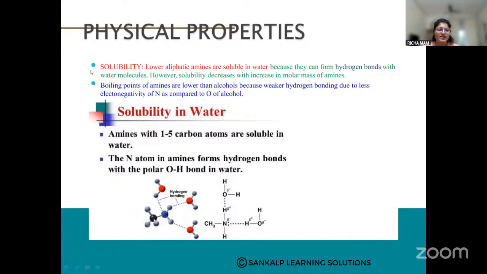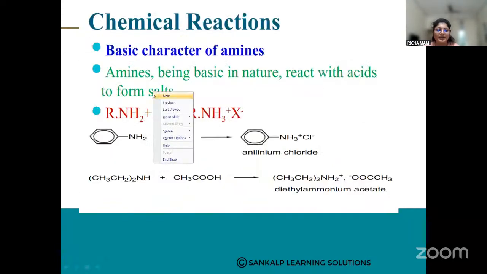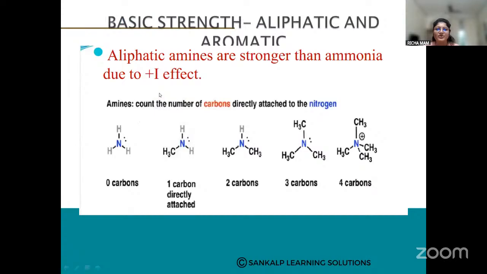Also, we have started with the physical properties. We discussed in the last class physical state, odor, solubility, and the boiling point. And then we started with the chemical properties. We discussed the basic nature of amines, right? Then we discussed the strength: aliphatic amines are stronger than the monomer.